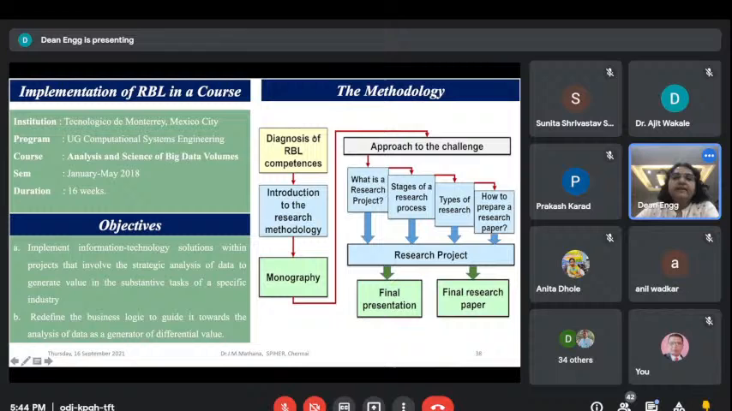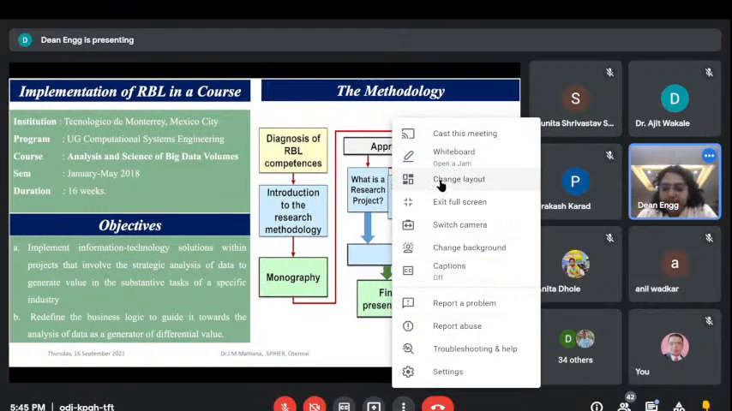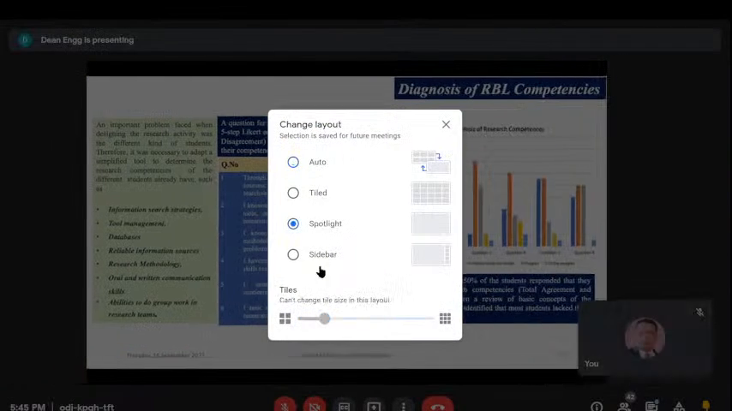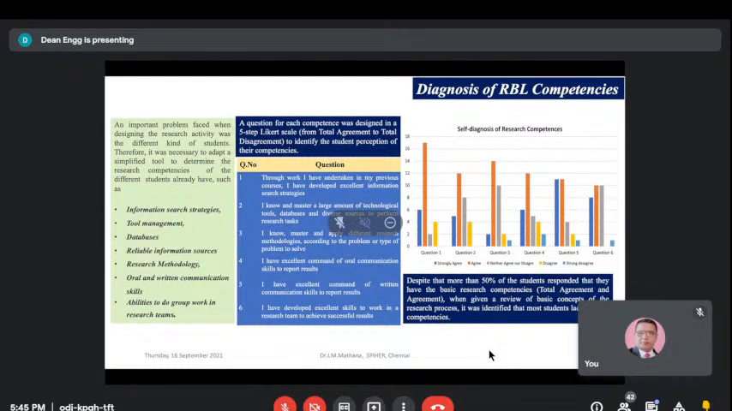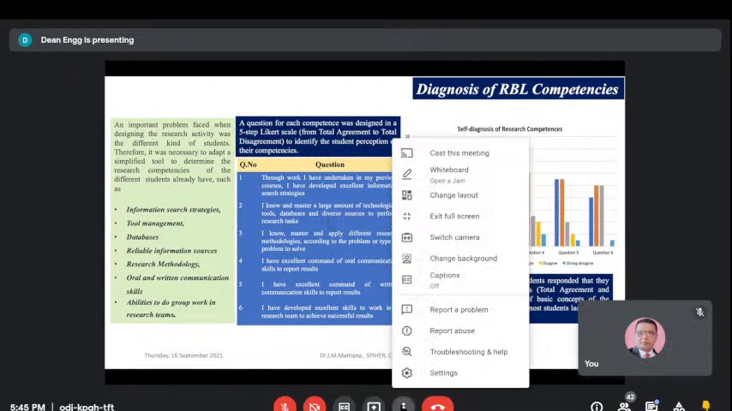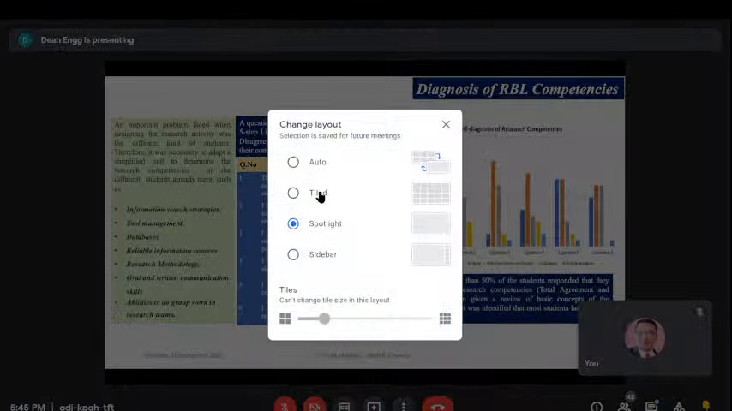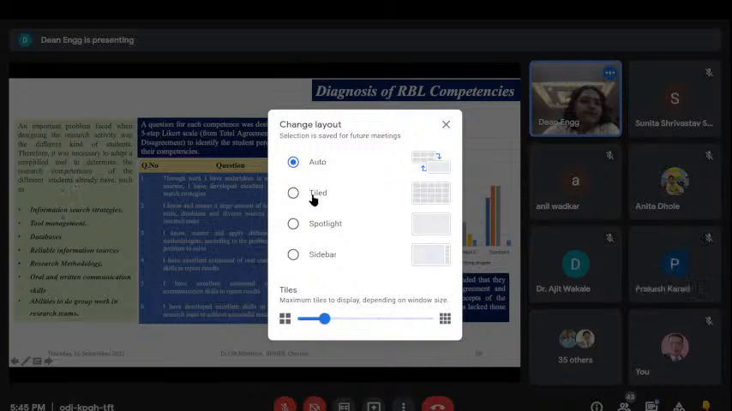Step one is the diagnosis of research-based learning competences. The main difficulty here is, for example, that in one class there may be 40 to 70 students. We don't know the research competency or caliber of the students. Each student has a different caliber. Without knowing this, we can't link research to the subject, isn't it? That is why, to understand the research competency of each student, they prepared a survey with questions based on these titles.